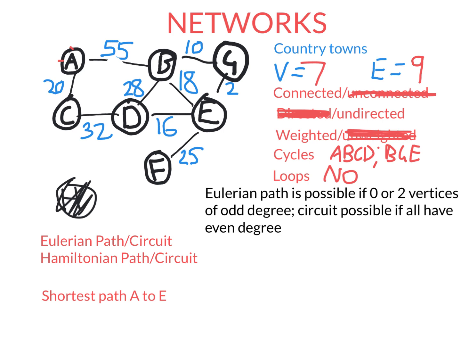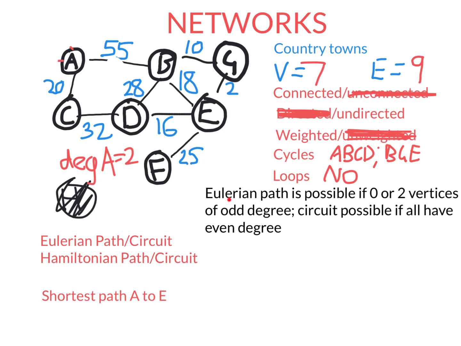So the degree of a vertex is just the number of edges emanating from it. If we look at vertex A, there are 2 edges from A, so we say that the degree of A is equal to 2. Similarly, the degree of F is equal to 1 because there's only 1 edge from it. The degree of E is 4 because there are 1, 2, 3, 4 edges starting at E.